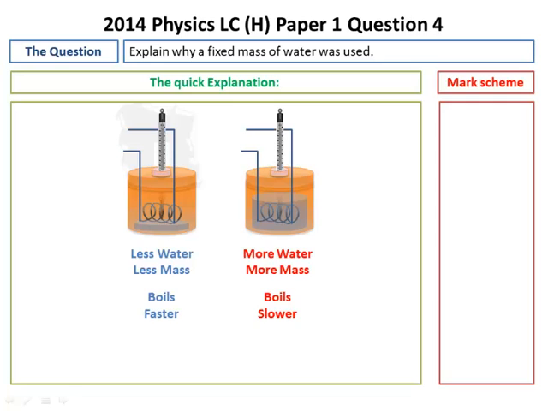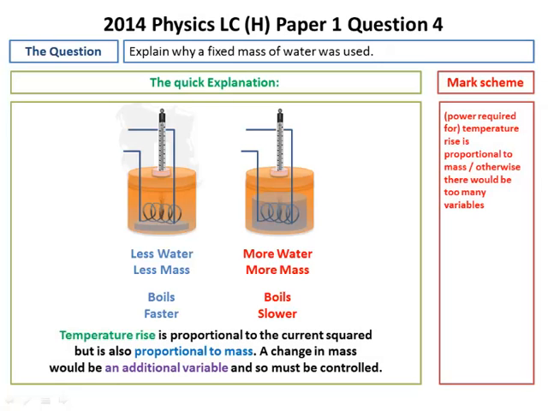You then have to say why a fixed mass of water is used. Well, kind of makes sense. If you've got a near empty kettle, it should take about 10 seconds to boil. A full kettle will take longer, won't it? So definitely the mass does affect the time for the temperature to change. That's what we're kind of explaining here. We just say that in more science language: temperature rise is proportional, that means as one goes up, the other goes up, to the current squared, but also proportional to mass. So a change in mass would be an additional variable and has to be controlled, kept the same.